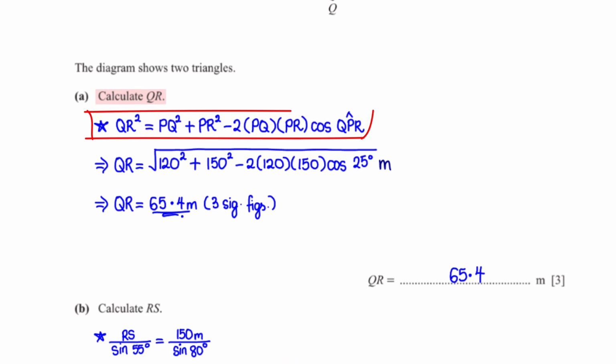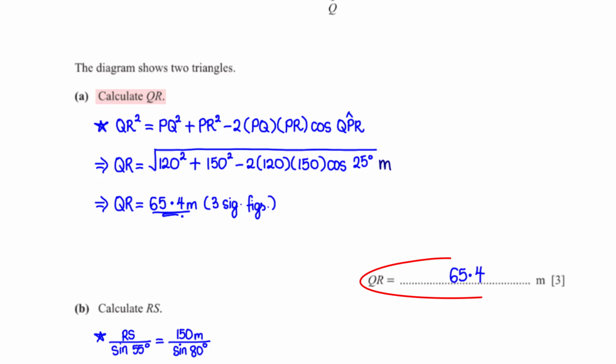This is what we get when we apply the cosine rule. PQ is 120, PR is 150, and angle QPR is 25 degrees. When we make QR the subject and substitute these values into the equation, this is what we get. And when we type this into the calculator, we get QR equals 65.4 meters, correct to 3 significant figures.